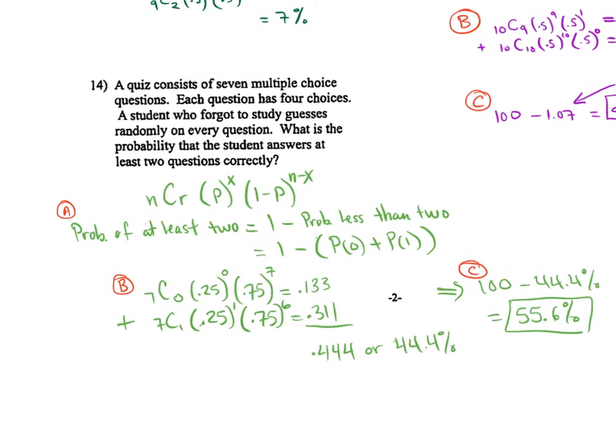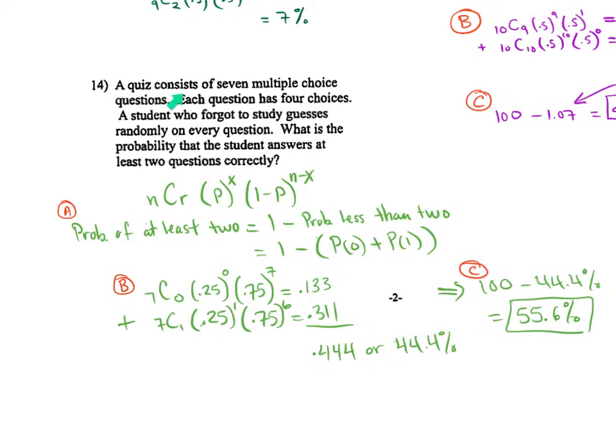All right, and number 14. A quiz consists of 7 multiple choice questions. Each question has 4 choices. A student who forgot to study guesses randomly on every question. What is the probability that the student answers at least 2 questions correctly?